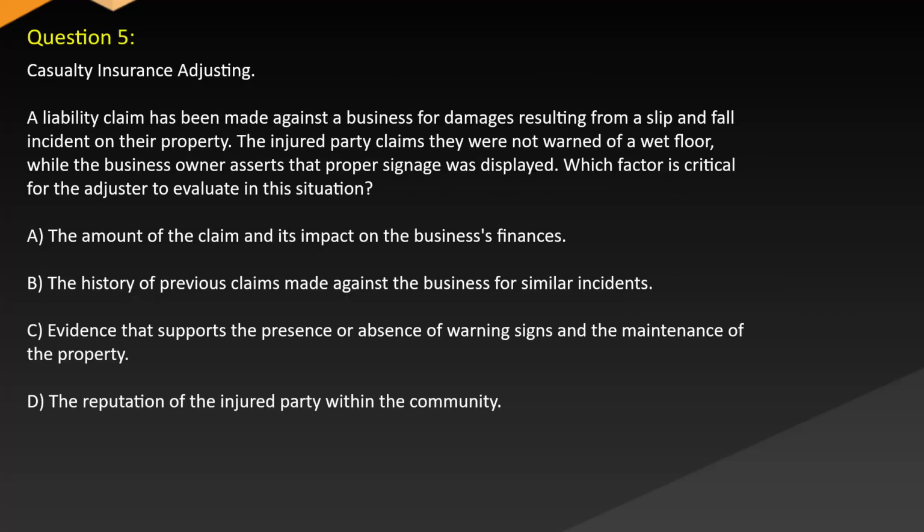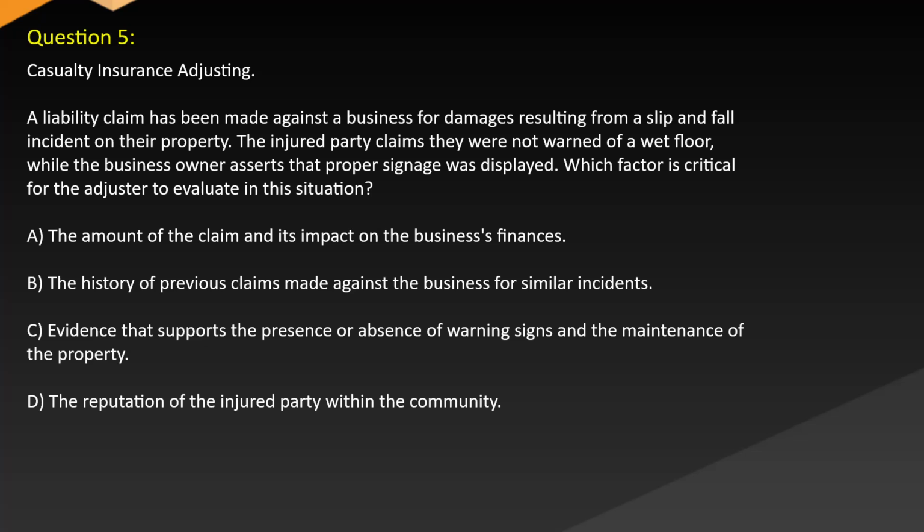Question 5. Casualty insurance adjusting. A liability claim has been made against a business for damages resulting from a slip and fall incident on their property. The injured party claims they were not warned of a wet floor, while the business owner asserts that proper signage was displayed. Which factor is critical for the adjuster to evaluate in this situation?